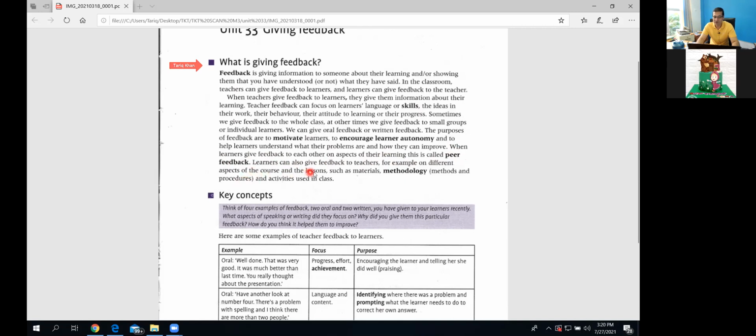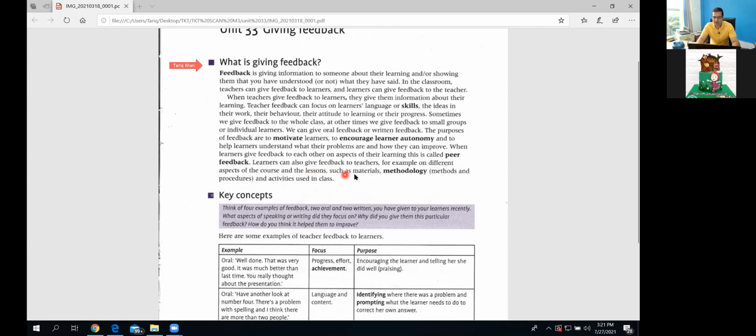Learners can also give feedback to the teacher, for example, on different aspects of the course and lessons, whether these lessons were interesting for them, whether the course was productive, whether they have improved something. But the learners should be quite mature for that. Otherwise, small children in primary or preschool commonly cannot give feedback on that.